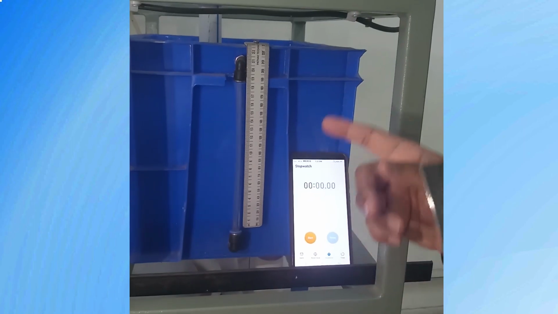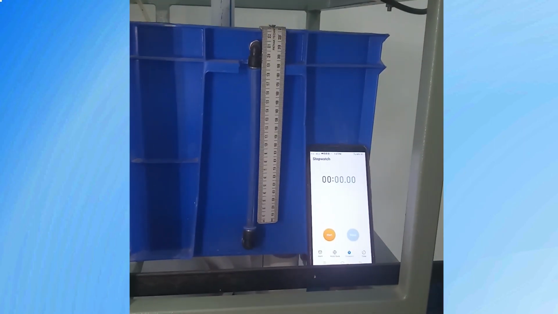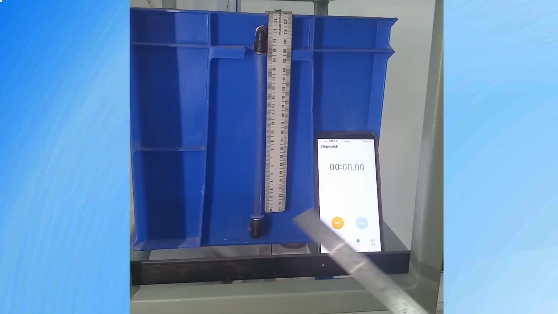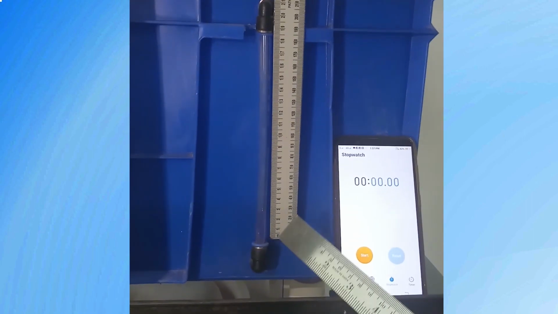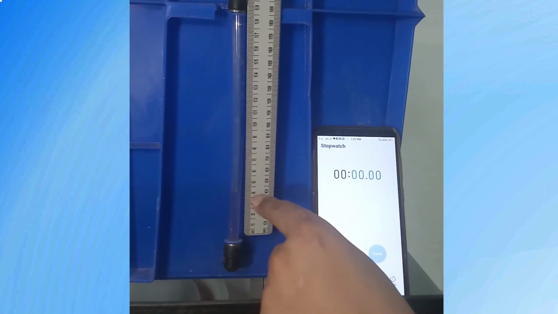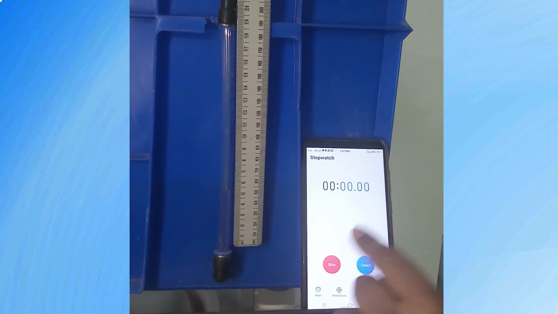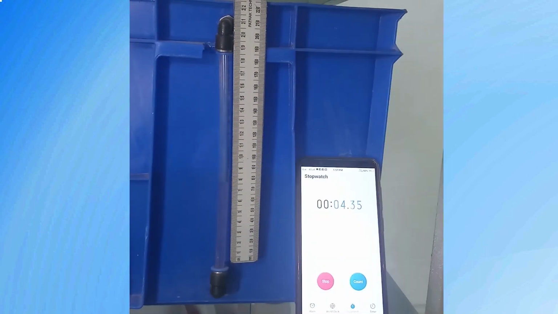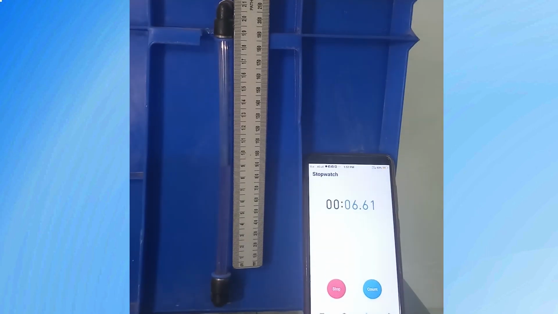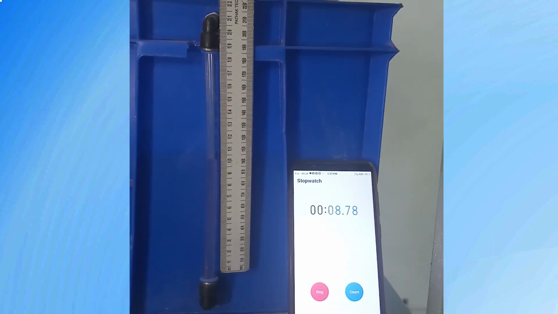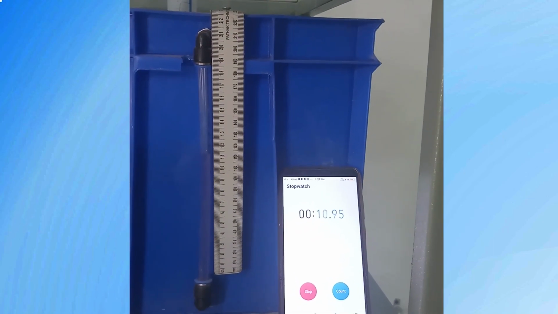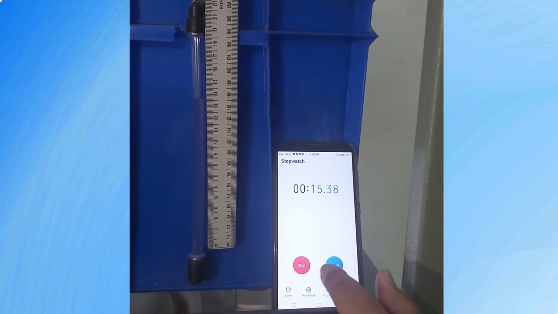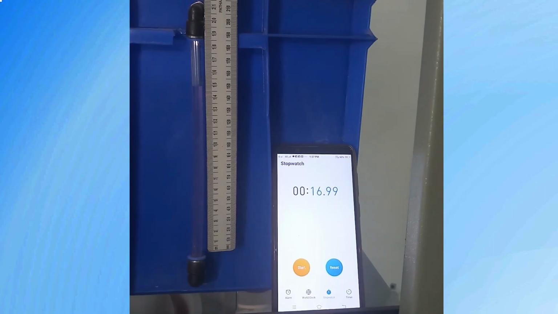Now we are going to measure the actual discharge. I am closing the outlet valve. The water has started rising. Now I am starting the stopwatch when the level of water in the piezometer reaches 5 centimeter. And I am going to stop the measurement of time when the level reaches 15 centimeter. So the total time measurement corresponds to the total height of water.